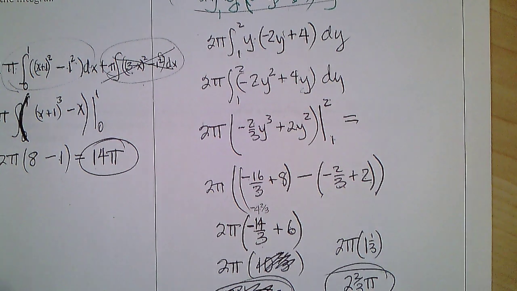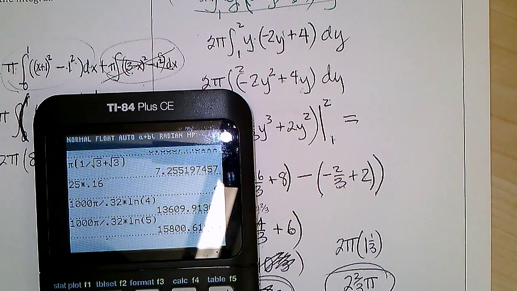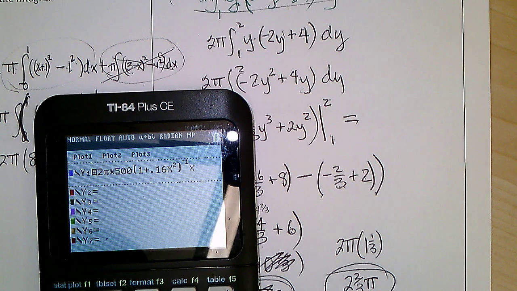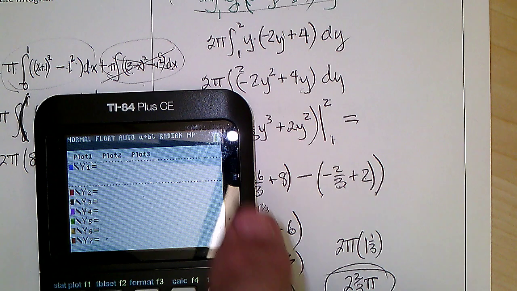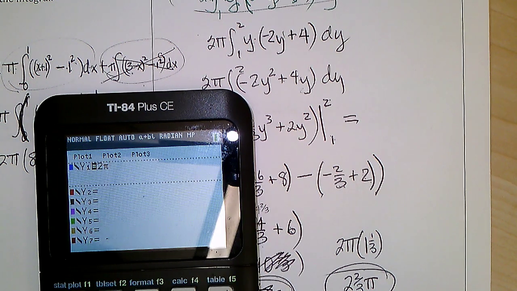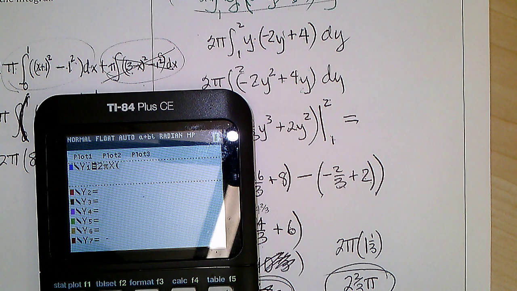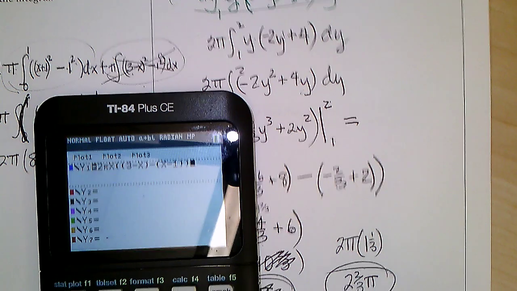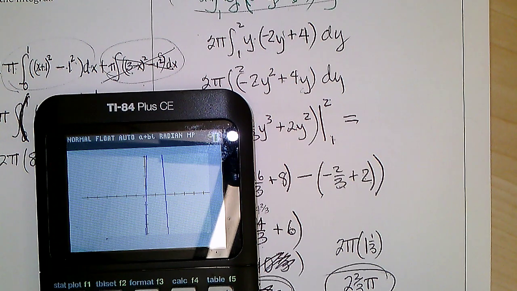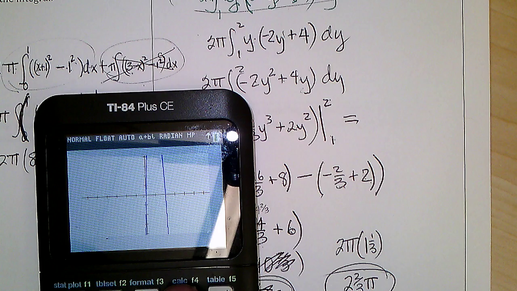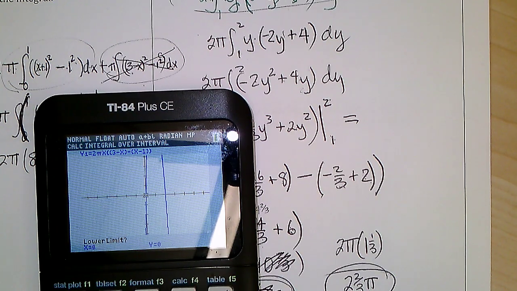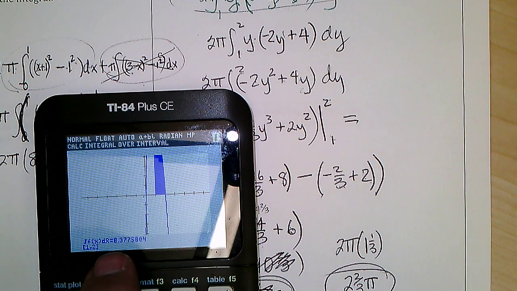Okay, let's check that answer on the calculator here. So y equals 2 pi x, and all these have to be in x, parenthesis 3 minus x, close parenthesis, minus parenthesis x minus 1, close parenthesis, graph. Second, calculate 7 between 1 and 2, and I get 8.377.